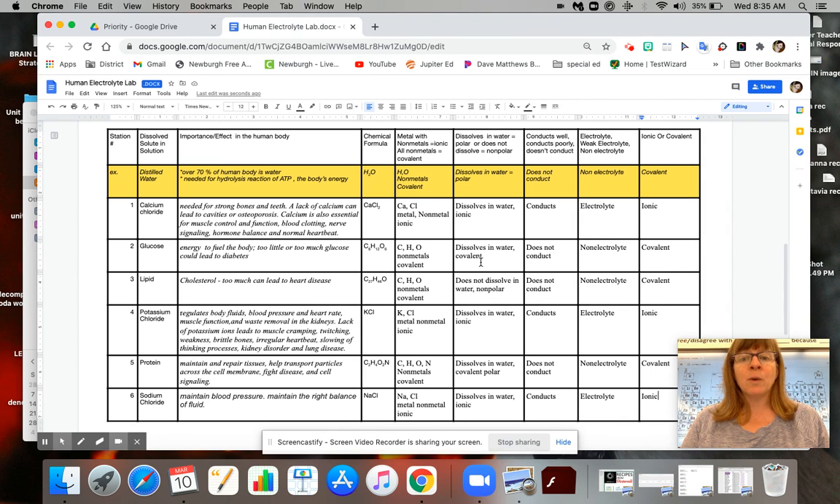The covalent ones that dissolve in water are polar. The ones that do not dissolve in water are non-polar. Okay. If you missed any of the data, pause the video here so that you can write down any of the data you need for your data table.